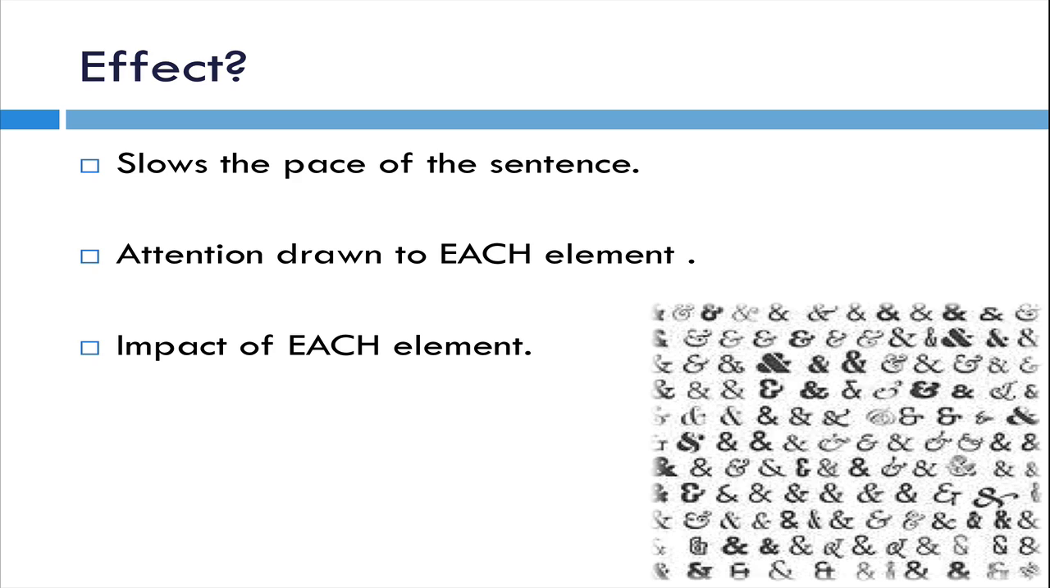So the effect is it slows the pace of the sentence. Each item gets more attention drawn to it because when you separate with just a comma, it's a minute pause and you just kind of list the things in that series. But when you use a conjunction, you're forced to slow down and really examine each element that is being listed in that series. Additionally, it's going to increase the impact of each element. Since more attention is drawn to it, each element is going to stand out a little bit more. And so if that's what you're after, then polysyndeton, the overuse of conjunctions, is a great way to go.